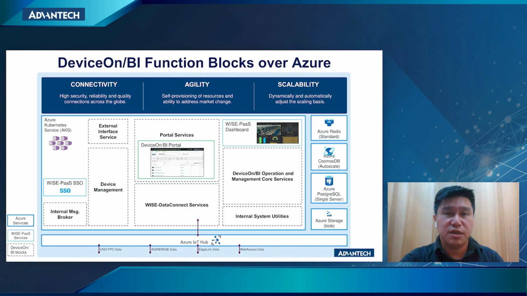In connectivity, the entrance for all connections requires high security and reliability. By using Azure IoT Hub, we can focus on the data after connection without any noises. The high self-provisioning of resources that can be easily tuned to fit the market change gives us agility to make necessary changes at any instance. Finally, scalability is extremely important because adjustments occur every day in the IoT world. The auto-scale Cosmos DB from Azure allows us to process data from various dimensions whenever it is needed.